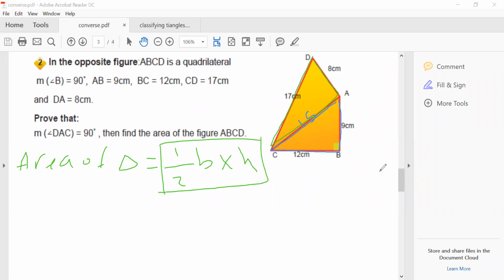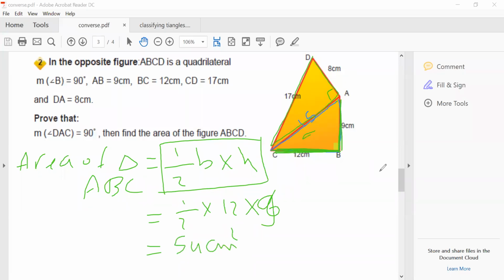When I'm talking about base and height, I want the perpendicular length, meaning two sides which are perpendicular to each other. So here, as they are both right-angled triangles, in the first one the base is 12 and its height is 9. So the area of triangle ABC is half times 12 times 9, which is 6 times 9, equals 54 centimeters square. Similarly, I will get the area of the other triangle.